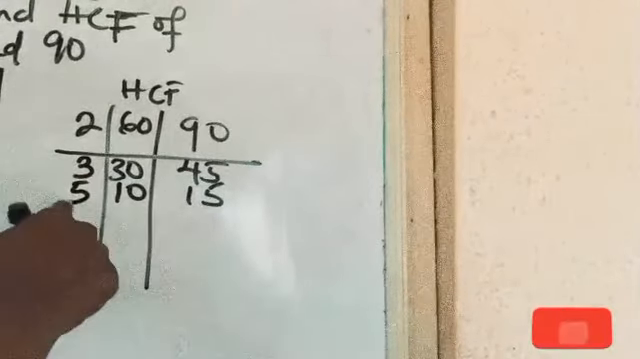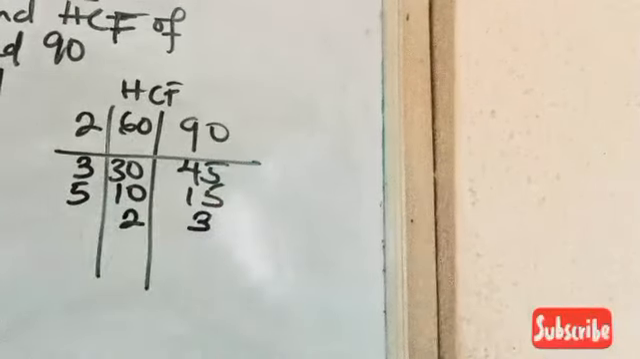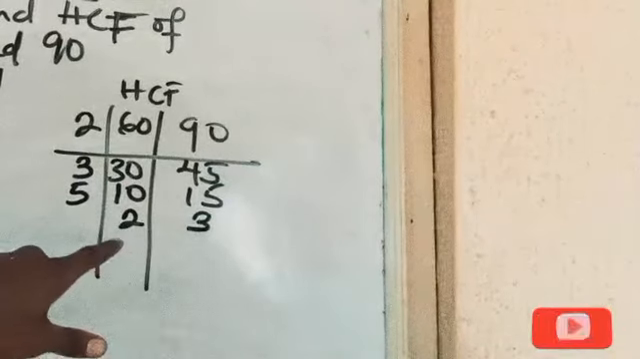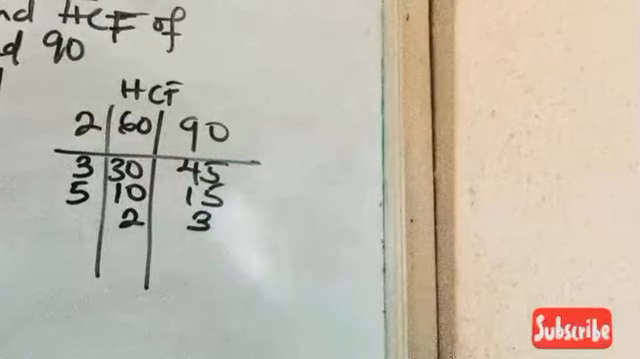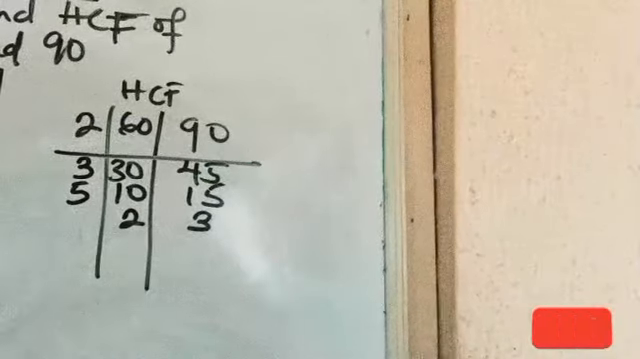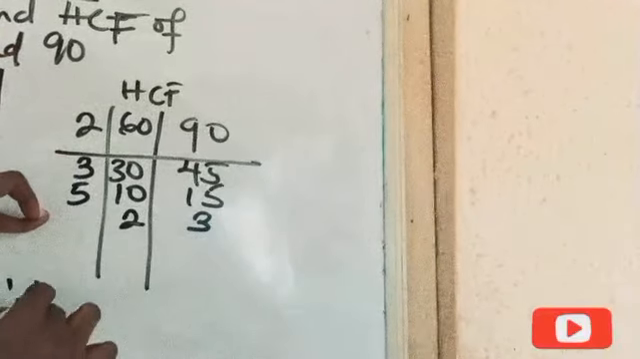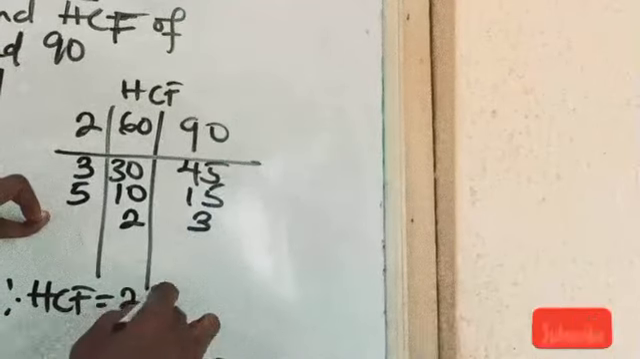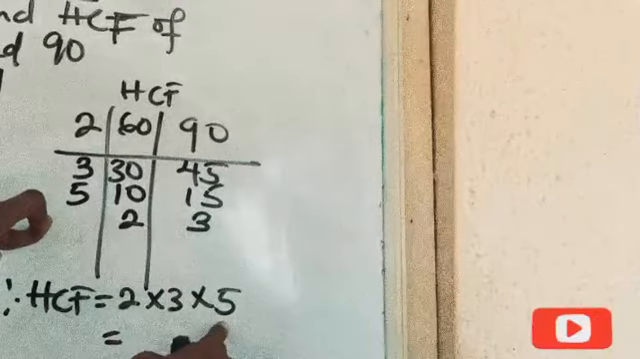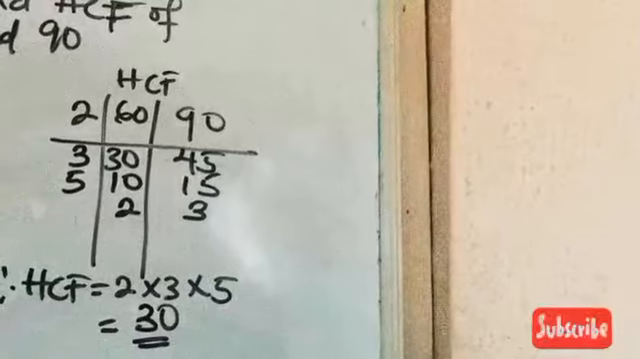When 5 divides 10, I'll be left with 2. When the same 5 divides 15, I'll be left with 3. At the end of the day, we realize that there is no number that will divide 2 and 3 successfully. Why? Because 2 and 3 are both prime numbers. So my final answer gives me 2 times 3 times 5. So therefore, the HCF is equal to 2 times 3 times 5, which is what? 2 times 3 is 6. 6 times 5 will give me what? 30. The HCF of 60 and 90 is 30.